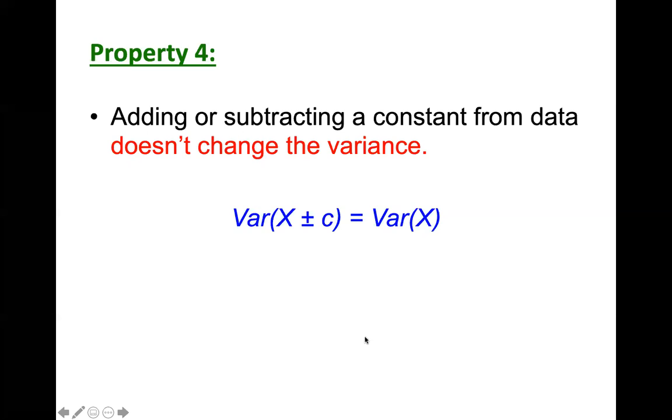Okay, so properties for variance. Watch how weird this is. Okay, this is going to be a mind trip. All right. For variance, adding or subtracting a constant from the data doesn't change the variance. You don't have to do anything. Don't add or subtract that same constant. It actually stays exactly the same.